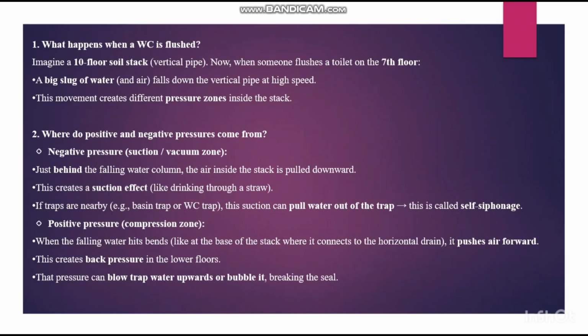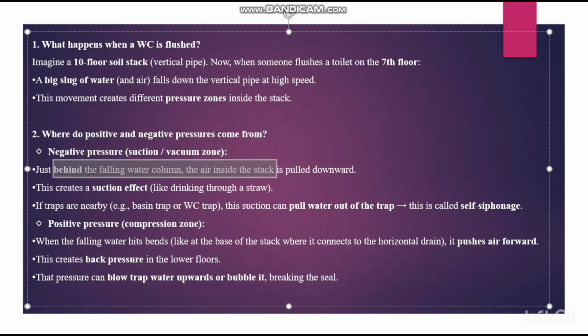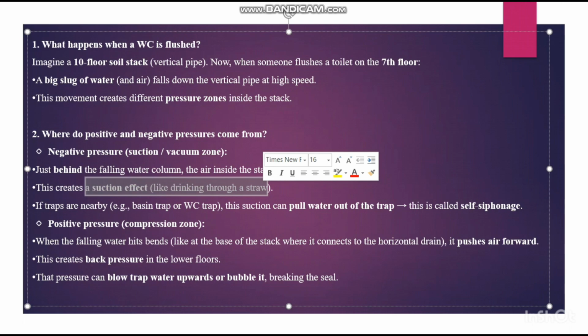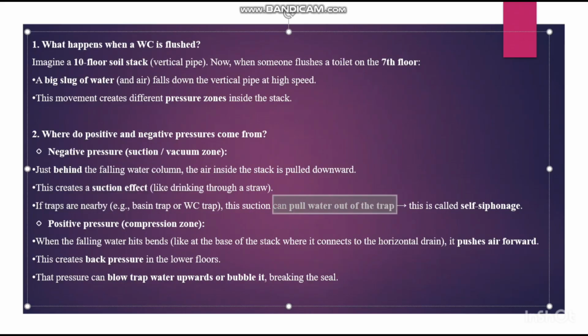So as I told you, the negative pressure or the suction or vacuum zone, just behind the falling water column, the air inside the stack is pulled downwards. As I told, from the 8th to 10th floor, the air inside the stack is pulled downwards. This creates a suction effect, like when you drink through a straw. If traps are nearby, for example, you have the wash basin, you have the water closet very near to this 8th, 9th, 10th floor, what will happen? This suction can pull water out of the trap. So the trap seal will be broken. When the trap seal is broken, this is called self siphonage. So because of this, the foul smell will come into the room.